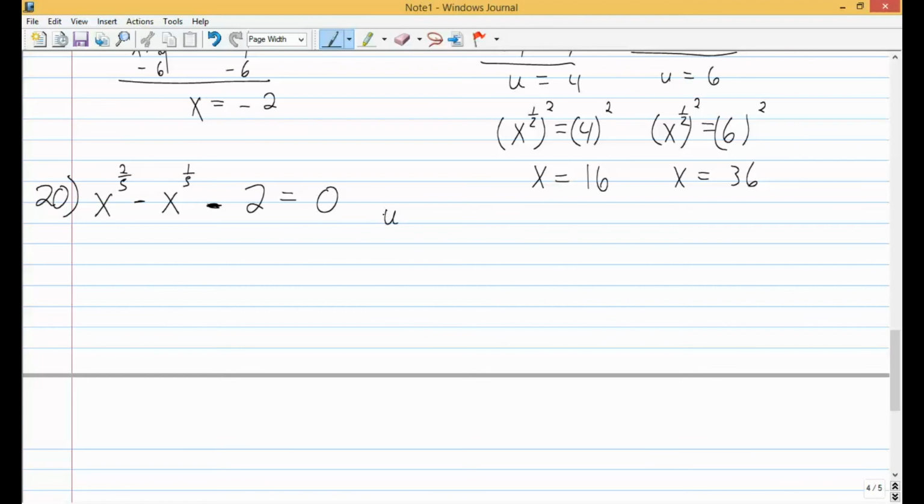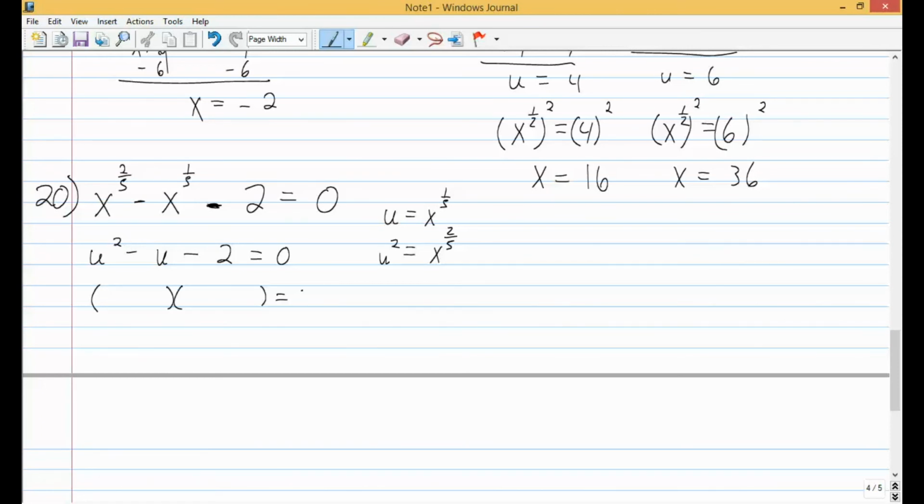I always want to let some variable equal this middle term. So I have u equals x to the 1/5. And so what that would do, u squared would then be equal to x to the 2/5, which is the first term. So make the substitutions. So you have u squared minus u minus 2 equals 0.